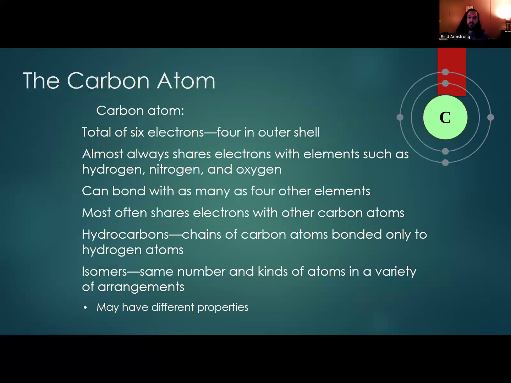So the carbon atom, one of the most important atoms in the world, or potentially in the universe. Carbon has a total of 6 electrons, 4 of which are in the outer shell. Almost always shares electrons with elements such as hydrogen, nitrogen, and oxygen. Can bond with as many as 4 other elements. Most often shares electrons with other carbon atoms. Hydrocarbons are chains of carbon atoms bonded only to hydrogen atoms. And then isomers are going to be the same number and kinds of atoms in a variety of arrangements, and they may have different properties based on those arrangements.